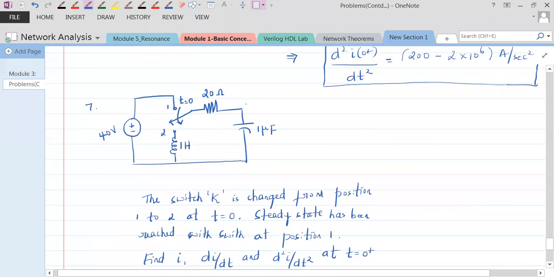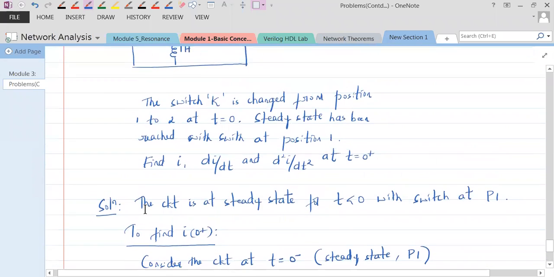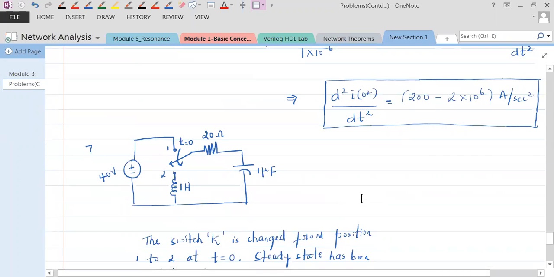Just write down this. I'll be writing down the circuit here. At steady state, what would happen? At steady state, L is replaced by a short circuit and C is replaced by an open circuit. This is what we know at steady state. Okay, so that needs to be brought into act. Now we are very clearly told that the switch position should be at 1, so it is at 1.